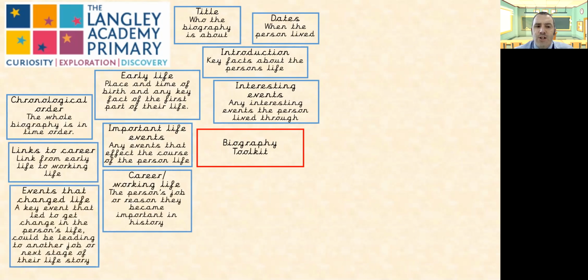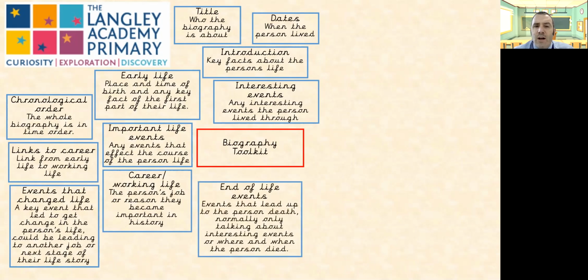We have events that changed their life. So key and really important things that changed where their life path was taking them. We have end of life events. So the events that lead up to their death. Now, some biographies, you won't have this because the person will still be alive. Now, in the case of Christopher Marlowe, he is very much dead. So we would talk about the end of his life. And any additional information, so reasons why that person may be famous.